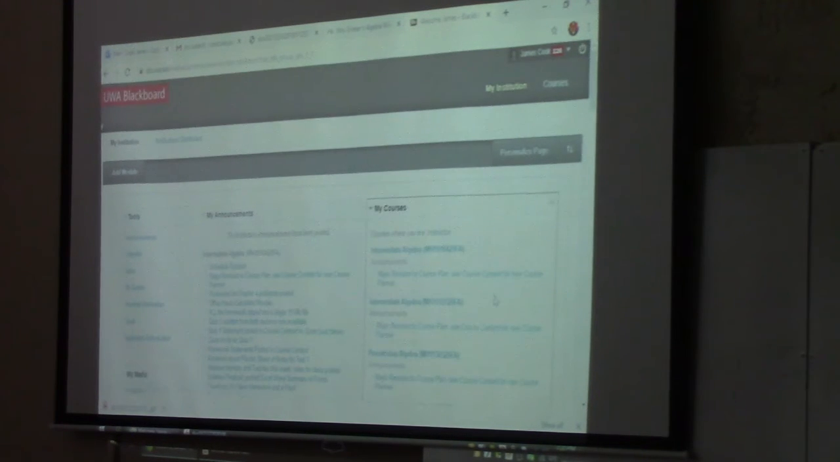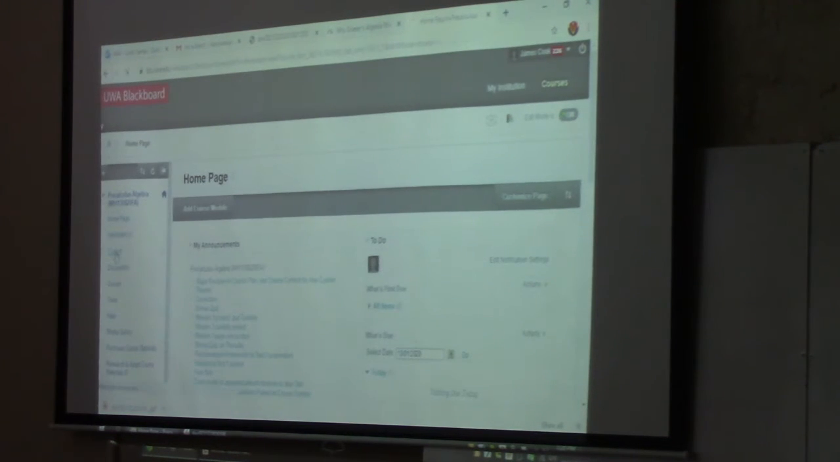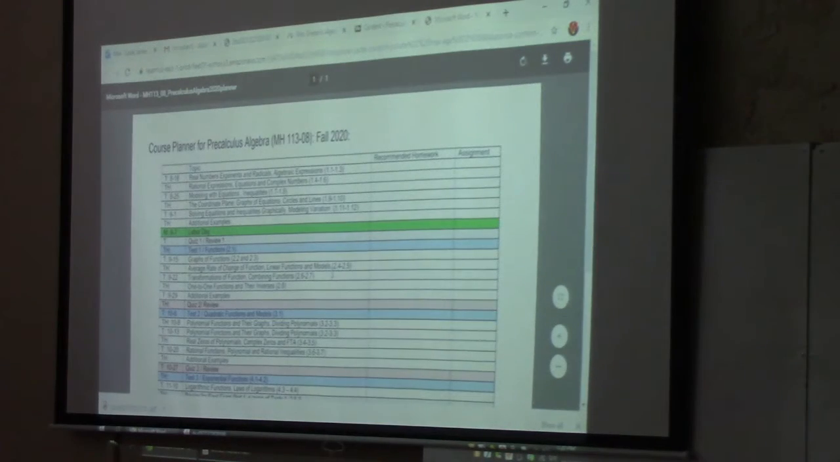Let's see here. This is section 8, right? And in course content, I put a revised course planner. So today is quiz 2 and review. And then the 6th is test 2. And we talk a little bit about quadratic functions and models once test 2 is done, or we can talk about it before. What do you guys prefer? Do you prefer to have me talk before the test or after the test? After? All right.